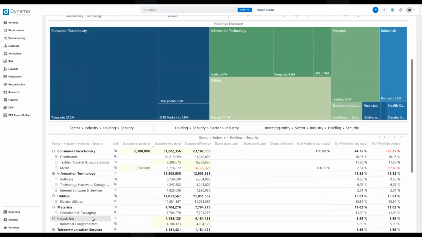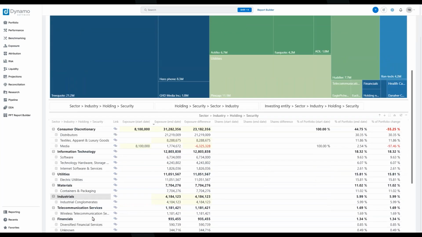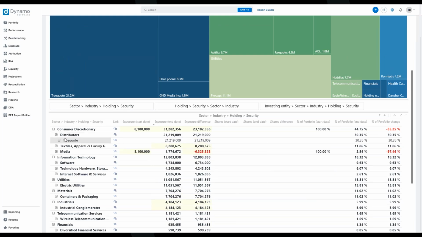If I scroll down to the bottom, similarly, I have a matrix style view of what we looked at before, where I can come in and choose that I want to see this by sector. Within sector, I can see industry, and then drill down to the holding within that particular industry. In this case, here is Tree Quote, showing me the beginning value, anything that changed during the period, and what percentage it represents at the end of the period.